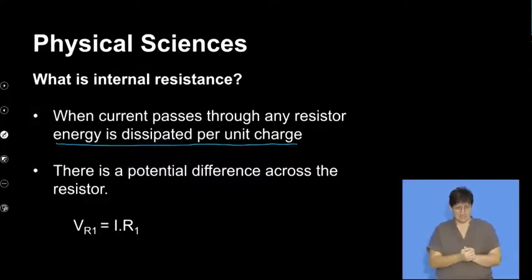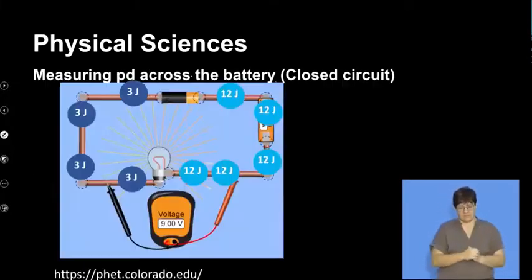So there's a potential difference across the resistor. Okay, so if for argument's sake, this was the light bulb, pay attention, the big R represents the external resistance. Okay, so there is potential difference across the resistor, right? Okay, now how do we measure potential difference across the battery in a closed circuit? So this is a complete circuit.